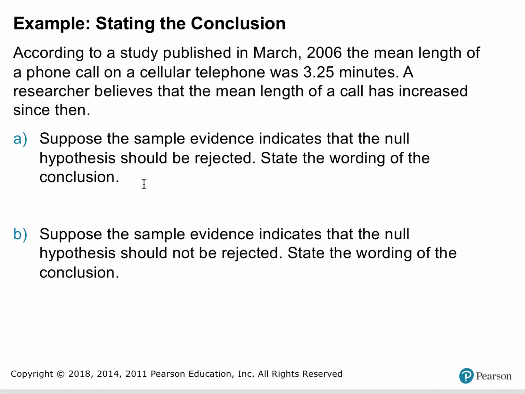Okay, the statement in the alternative hypothesis, let's write them down first so that we can just think about what that means. So our null hypothesis, we're talking about a mean equals 3.25. Our alternative hypothesis then is the researcher believes the mean length has increased.